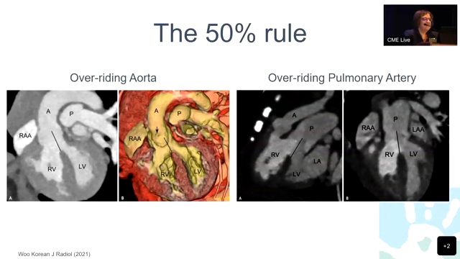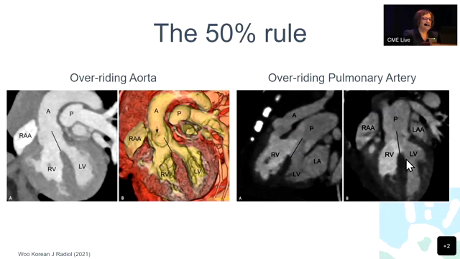So when we talk about double outlet right ventricle, one of the definitions uses what we call the 50% rule. It has to do with the fact that this is a conotruncal defect and that one of the great arteries overrides the ventricular septal defect in the classic conotruncal form. So in this panel with an overriding aorta, you see that if you just trace a line from the ventricular septum, greater than 50% of the aorta overrides the right ventricle. So we call it double outlet right ventricle.